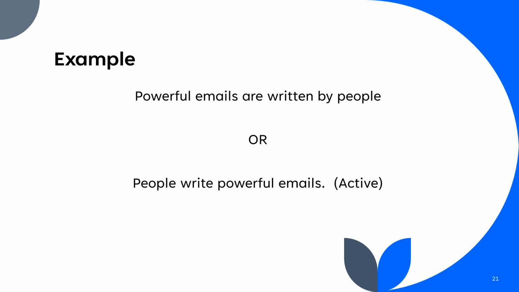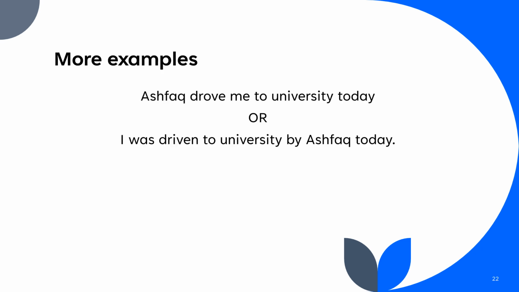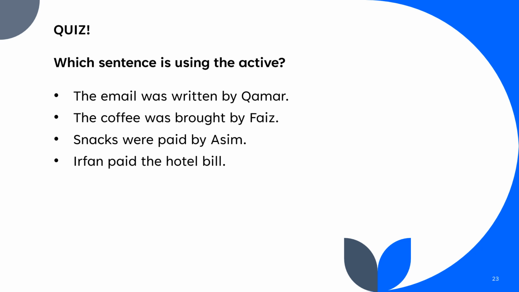In English, there are two ways to express many thoughts, the active and the passive. When the verb is active, the subject performs the action, and when the verb is passive, the subject receives the action. Here are some other examples. Ashfaq drove me to university today, or I was driven to university by Ashfaq today. Which is the active here? Again, the first one. That's why it was more clear.